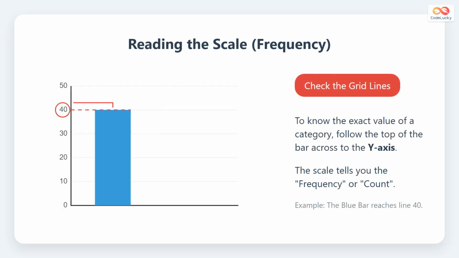To read a chart accurately, you must look at the grid lines. If you want to know the value of the blue bar, look at the top of the bar and trace a line straight across to the y-axis. In this example, it aligns perfectly with the number 40. Always check the axis labels to know what units are being used.